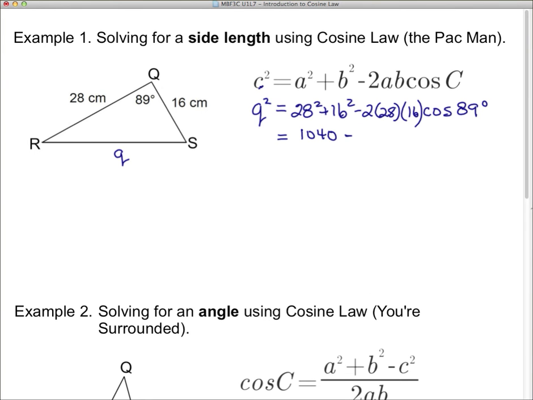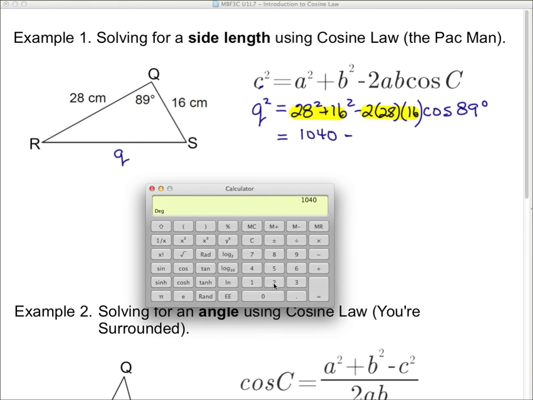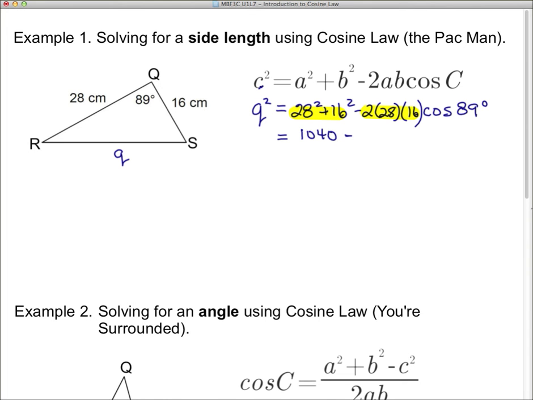Now I'm going to do this part. So these are the two things that I'm doing in this line. Now I'm going to multiply 2 times 28 times 16. And I get 896. And now we have the cos of 89 degrees.